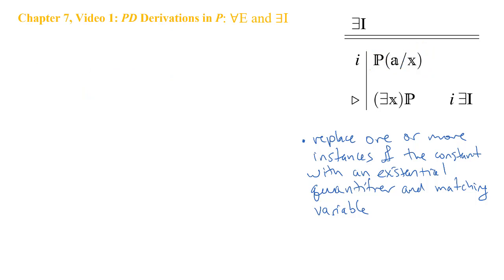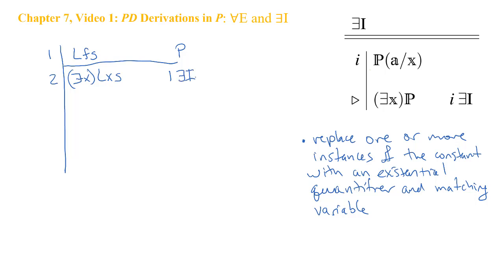One thing to keep in mind in order to avoid a potential mistake is that if you're replacing multiple instances of a constant, they must be the same constant. So, for example, the following maneuver would be a mistake. Suppose we had something like this: Fred loves Susie as a primary assumption. It would be perfectly legitimate to go from 1 to some x, Lxs, someone loves Susie, by existential introduction.